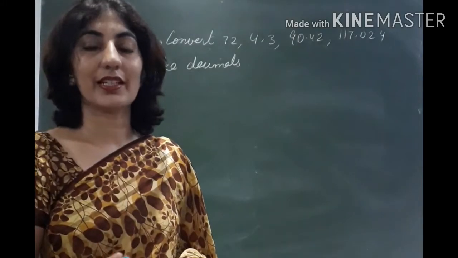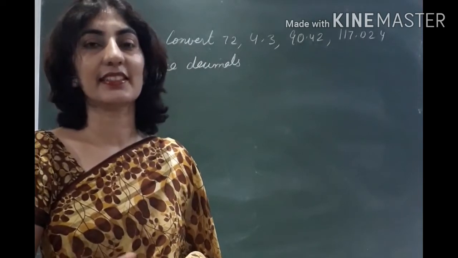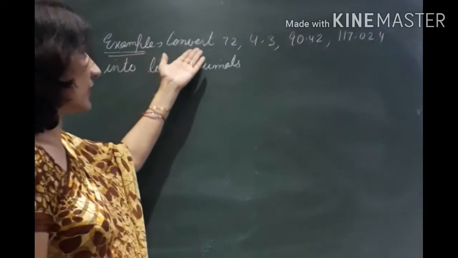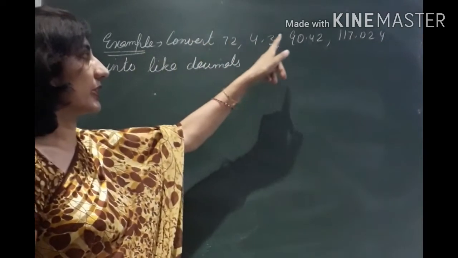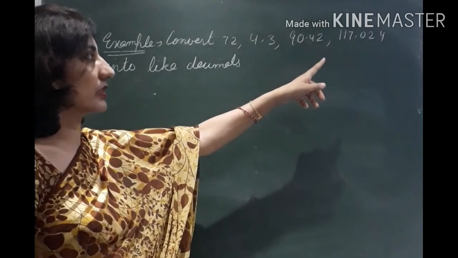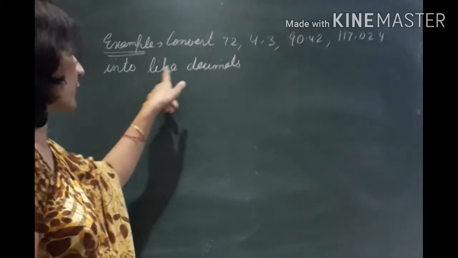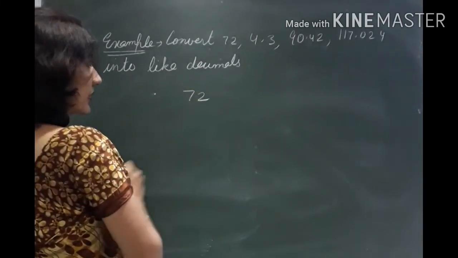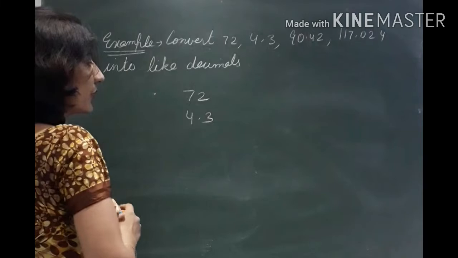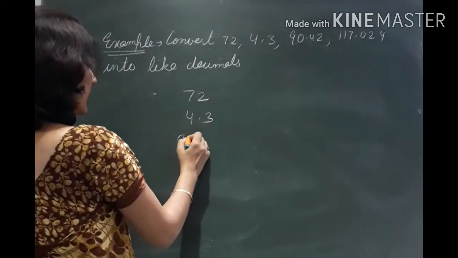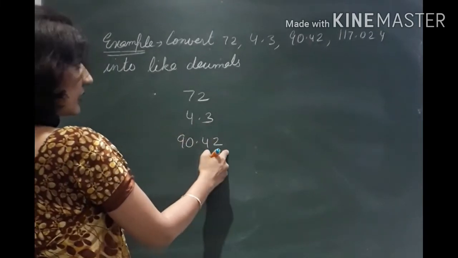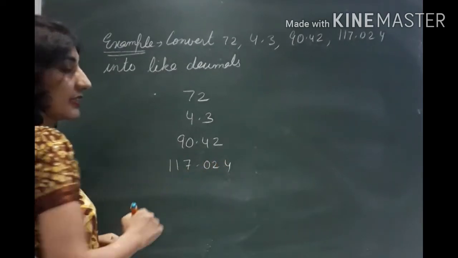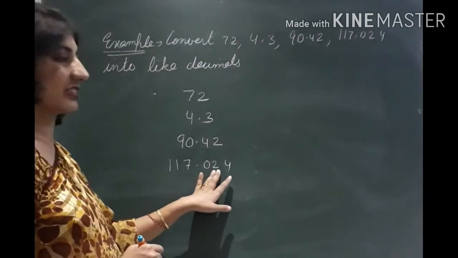How can we convert unlike decimals to like decimals? Let us understand with the help of an example. Convert 72, 4.3, 90.42 and 117.024 into like decimals. You can see here 72, there is no decimal in this. 4.3, after decimal there is 1 digit. 90.42, after decimal there are 2 digits, and 117.024, after decimal there are 3 digits. So maximum digits after decimal we have is 3.